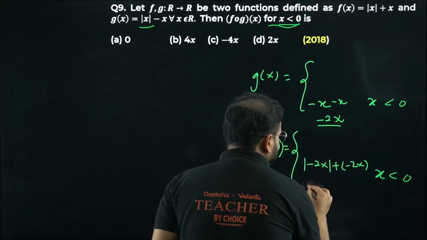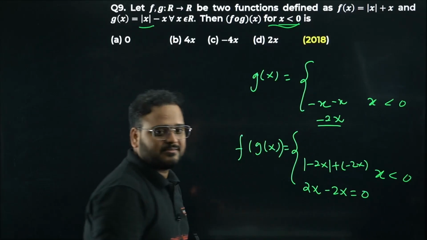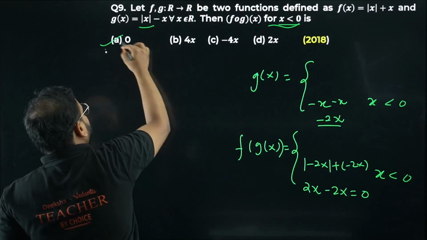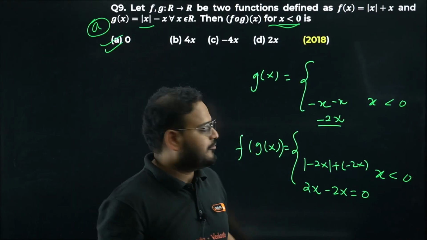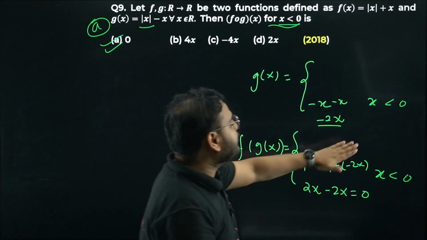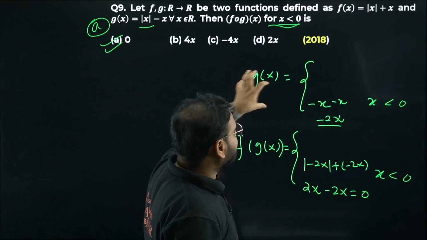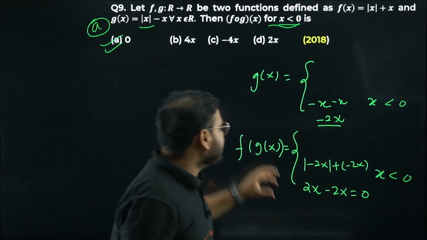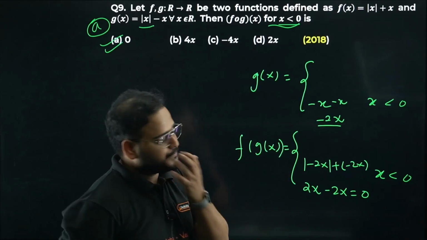What do I get for this? I get this as plus 2x, and I get minus 2x. What is the answer going to be? 0, sir. Hence option is A. I hope this is clear to all of you. Excellent problem. Very simple to solve, but difficult to understand sometimes. We are looking for only x less than 0 condition, so we defined g first, then you use the result of g(x) for x less than 0 in the f(g(x)) for x less than 0. Please check. Yes or no?